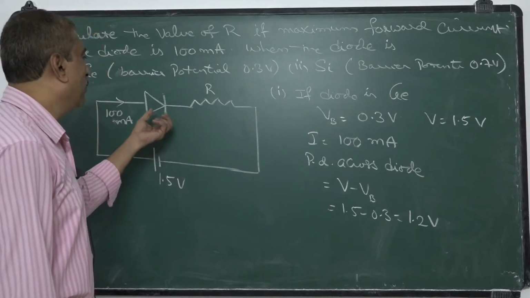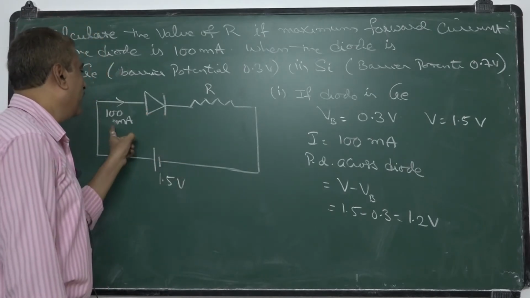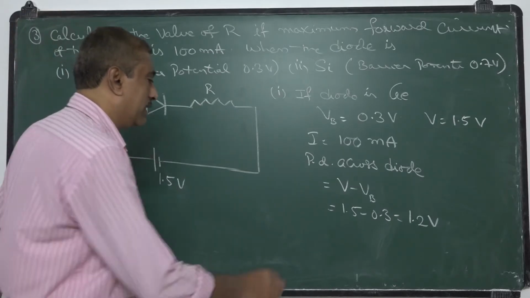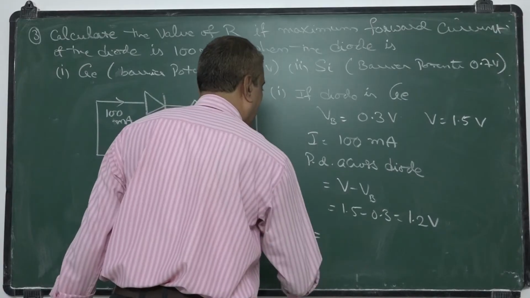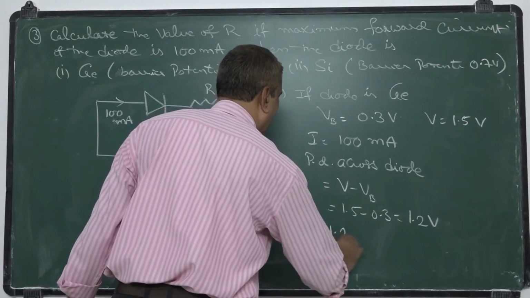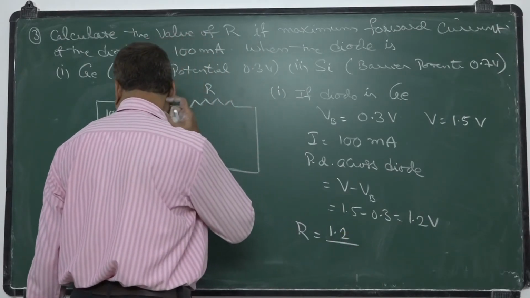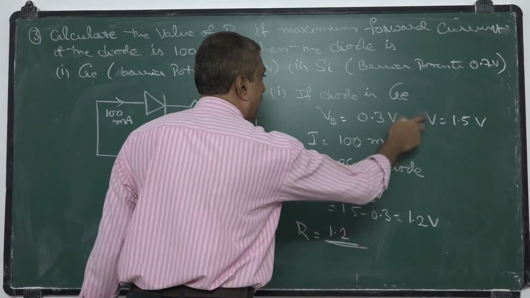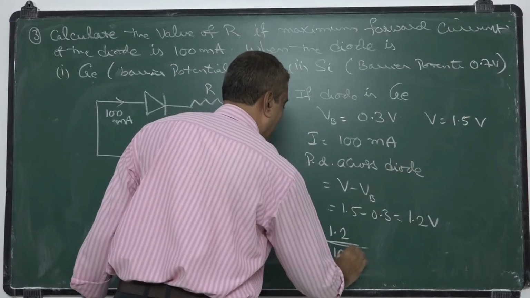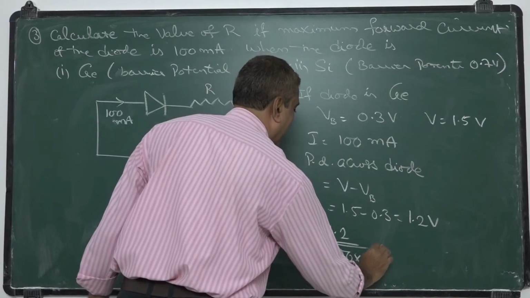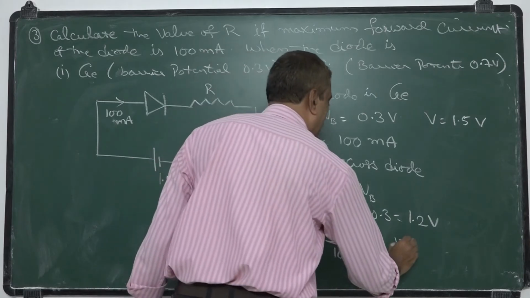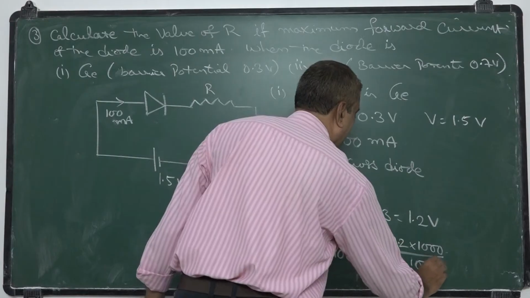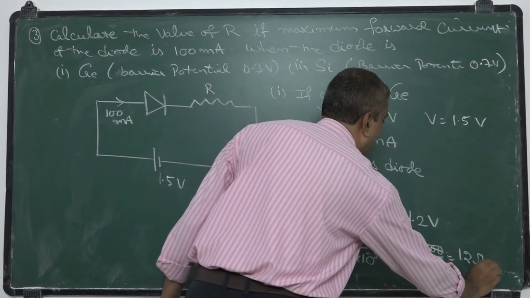Now when this voltage is 1.2 volt, 100 milliampere current flows. Now this resistance R must have, R is equal to this 1.2 volt divided by the current value, which is 100 milliampere. So 100 milliampere is 100 into 10 power minus 3. That is 1.2 into 1000 by 100. That is 12 ohm.